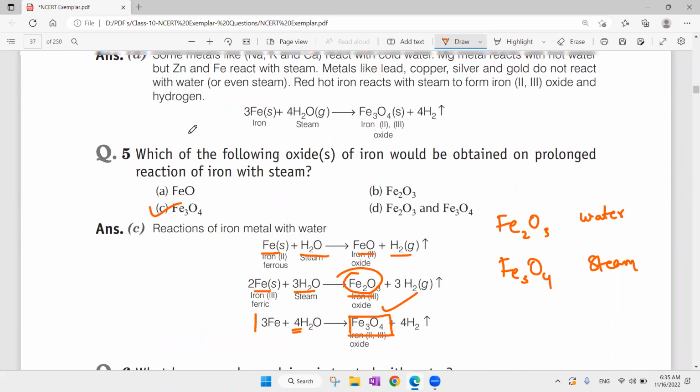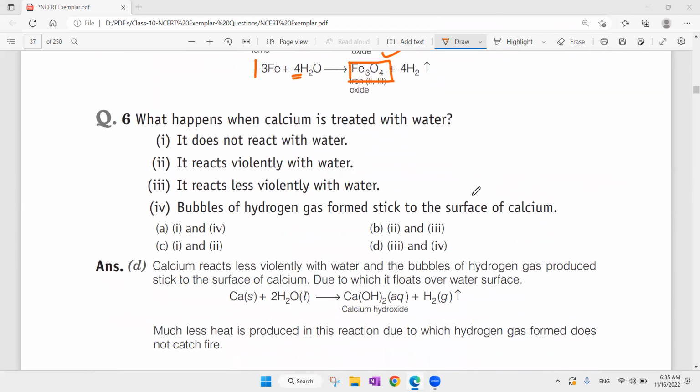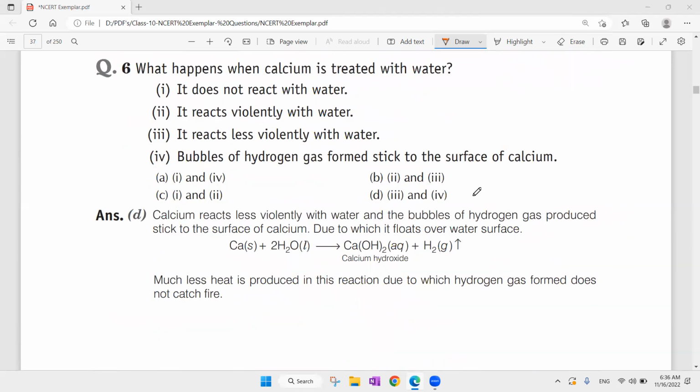Any doubts till 5? MCQs? No, sir. Right. Sixth one. What happens when calcium is treated with water?